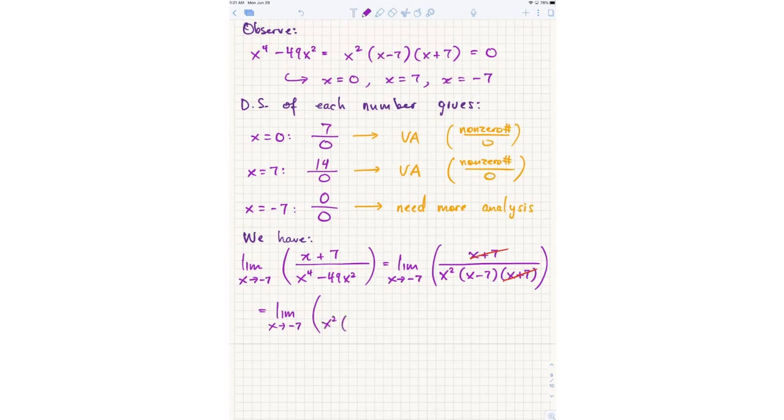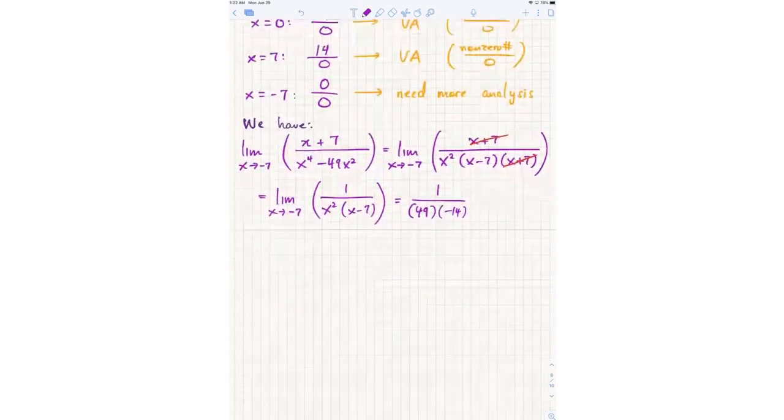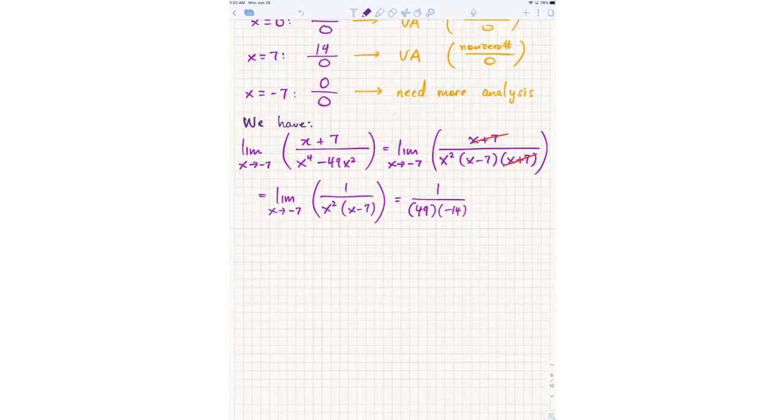And now what can I say here? Now that the x plus 7 has been canceled out entirely, I can directly substitute. We get 49 times -14 in the denominator, and it's 1 over that. I don't even care what this number is. What is important about this number? That it's finite, right? It's not infinite. I really don't care about the value of that number. All I care about is that the number is not infinite. So what can we conclude about x equals -7? It is not a vertical asymptote.